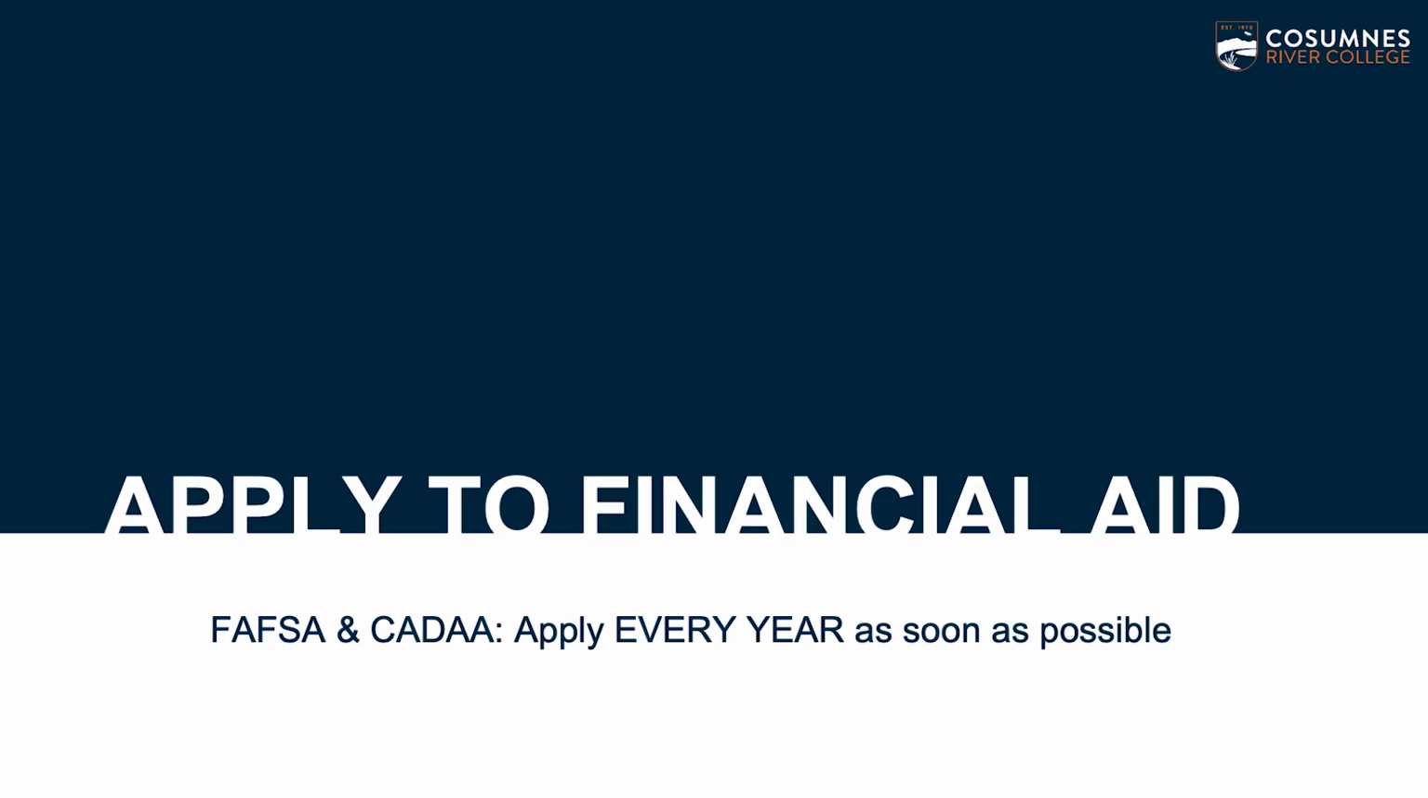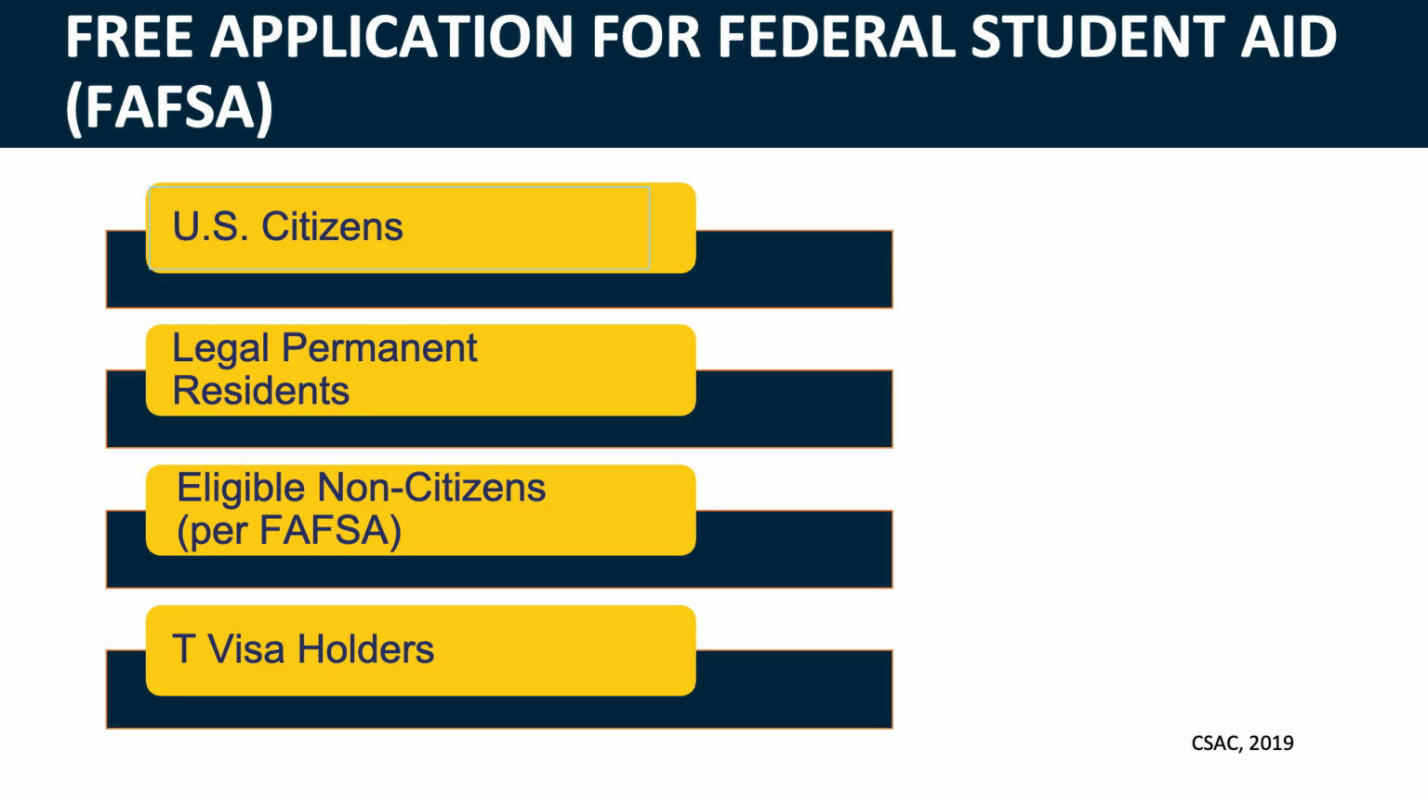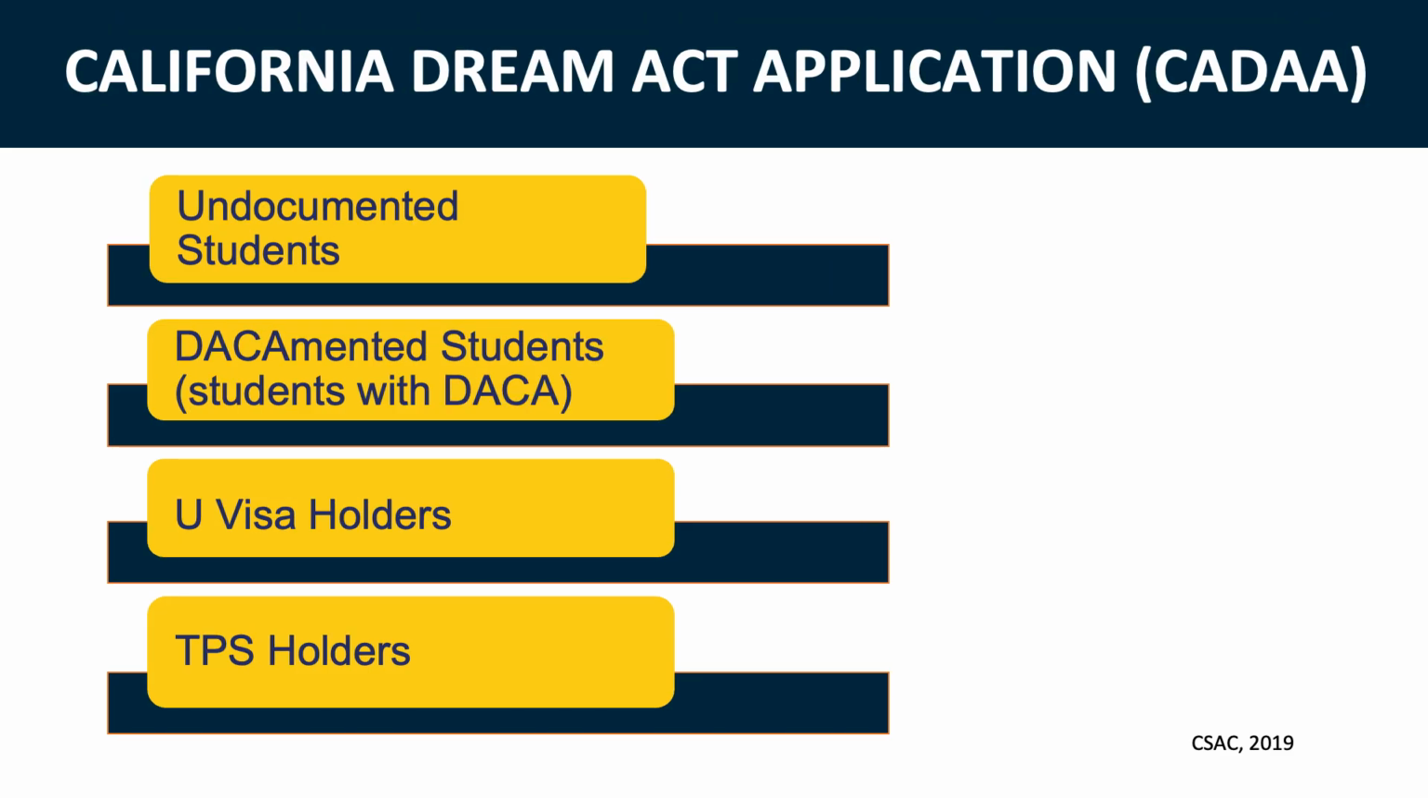We want to remind you that even if you miss the priority deadline, you should still complete the FAFSA or CADA as soon as possible, as you may still be eligible for certain funding. Students who should apply to the Free Application for Federal Student Aid, also known as the FAFSA, include U.S. citizens, legal permanent residents, eligible non-citizens per FAFSA, and T visa holders. Students who should apply to the California DREAM Act Application, also known as the CADA, are undocumented students, whether or not you have DACA, U visa holders, and students with temporary protected status.